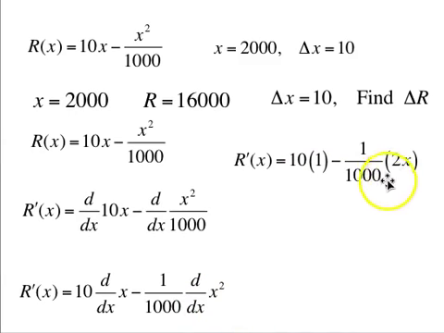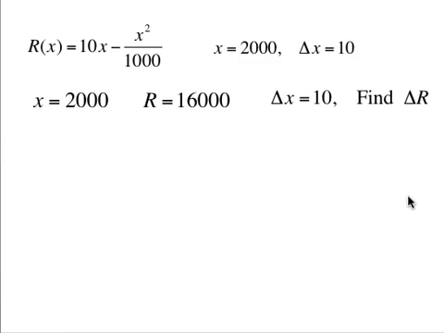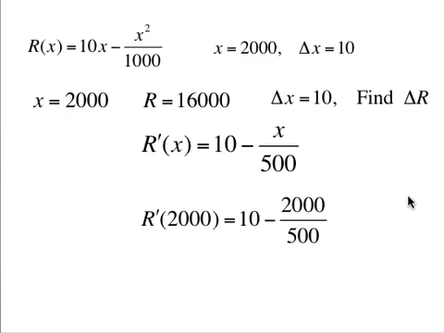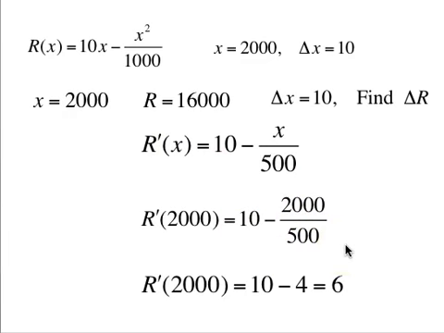10 times 1 is 10. 2x over 1,000 is x over 500. So I have r prime of x is 10 minus x over 500. I'm going to need r prime of x to find change in r, since r prime of x will be equal to dr/dx, approximately change in r over change in x. So here's all the information we have. Let's find out what r prime of 2,000 is, because we're going to need that in our problem. So plugging 2,000 in for x, 10 minus 2,000 over 500 would be 10 minus 4, or 6. So r prime of 2,000 is 6.